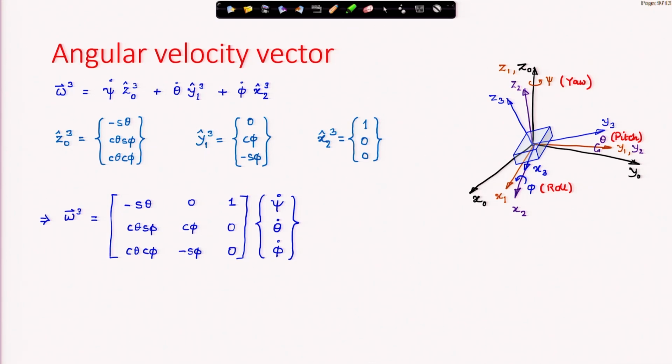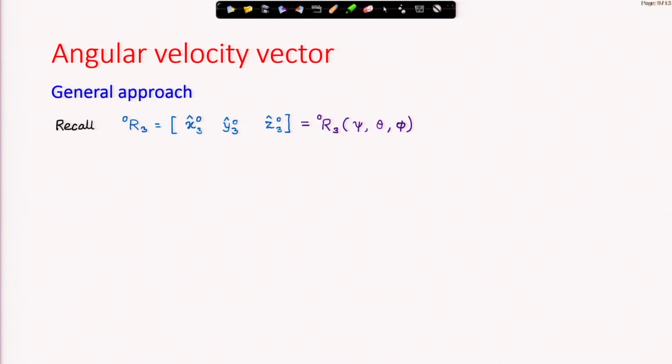We will finally write down the rotational dynamics equations in terms of psi, theta, phi and their time derivatives. And from here I can also find out angular acceleration by time differentiating this. Therefore, this is a very useful transformation from the yaw pitch roll rates to the angular velocity vector.